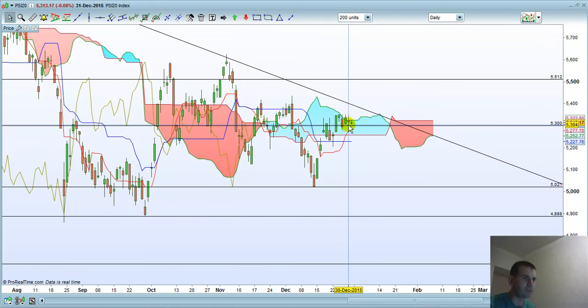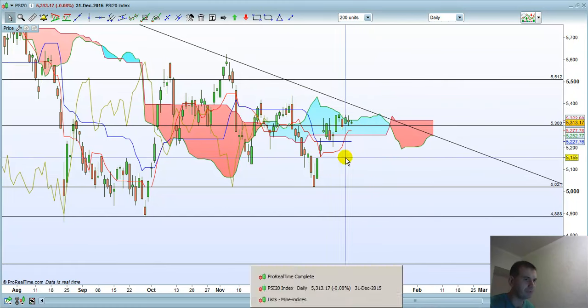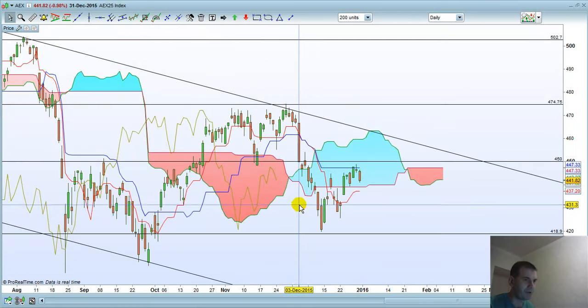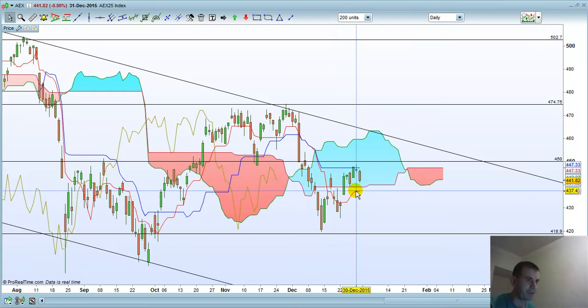Now the price also broke up the level 5,300, and there is a little pullback to this level, and if price rebounds, so as I said, there are these profit goals. Next index is AEX 25. What can we see here? Here we can see also the bearish situation.